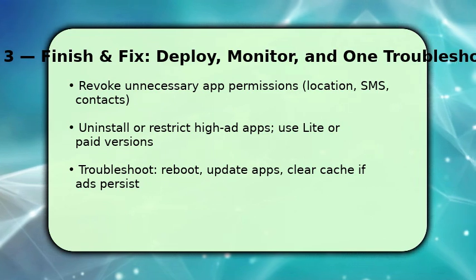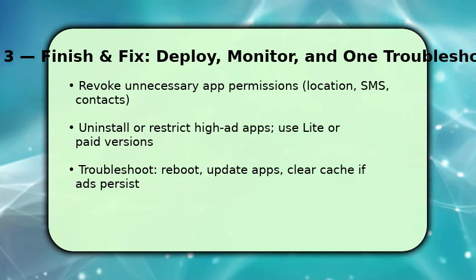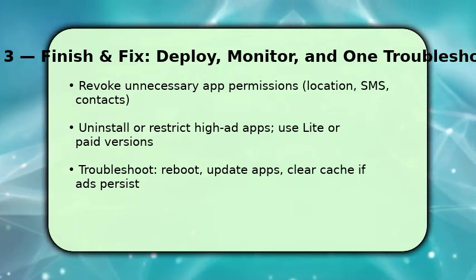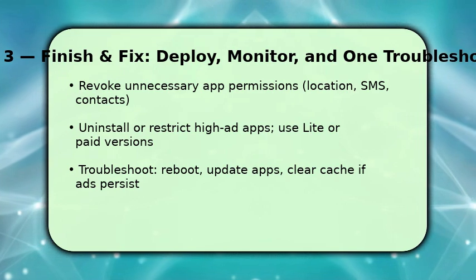Once done, reboot your phone and update apps. If ads persist, clear app cache and data for the offender. If a specific app still shows ads, restrict background data or uninstall. These final steps stop most remaining ad sources.